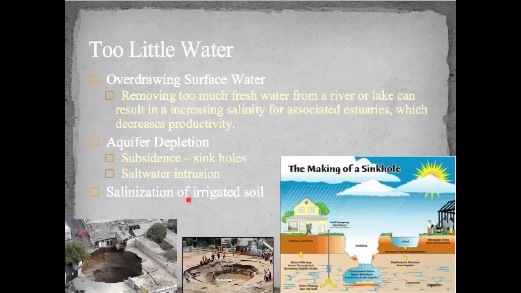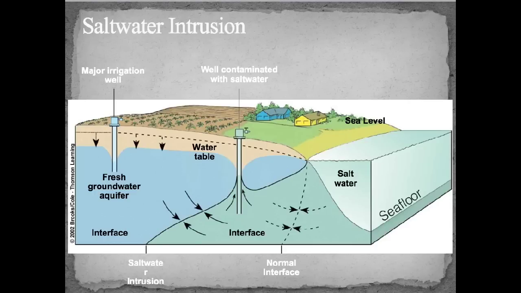And then salinization of irrigated soil. That also has to do with saltwater intrusion. You remove that fresh water from that area, salt water tends to move in. So I keep mentioning the saltwater intrusion, and this diagram is going to explain how that works.